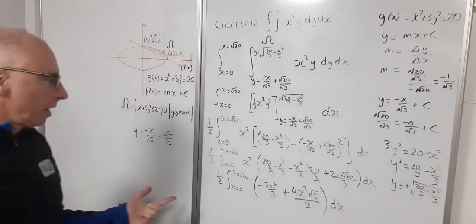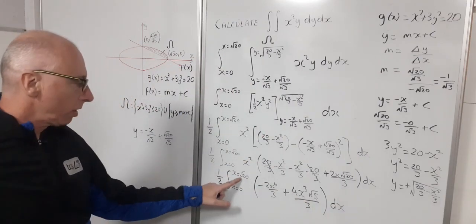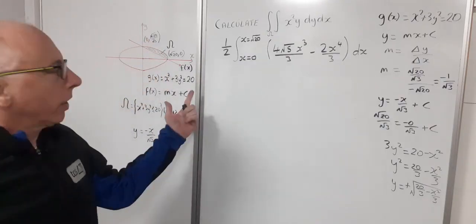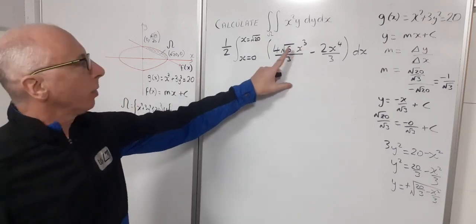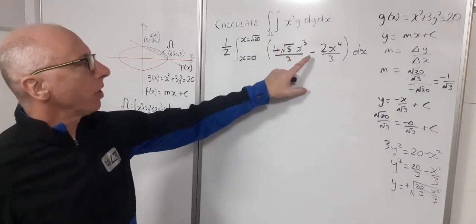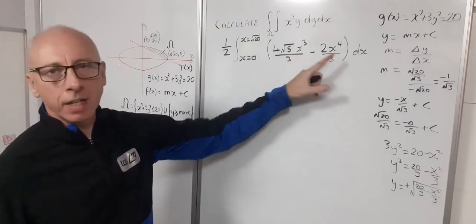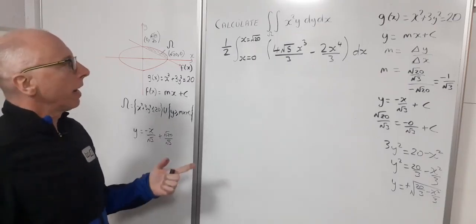Okay, right. Now let's bring this up to the top and let's see if we can integrate with these as our bounds. Okay, so it's all up here now, and I've just simplified this a little bit, put the 4 root 5 x cubed over 3 and then the minus sign second. Instead of having this one first, I'll put that second, just easier for me to work with. So now what can we do here?